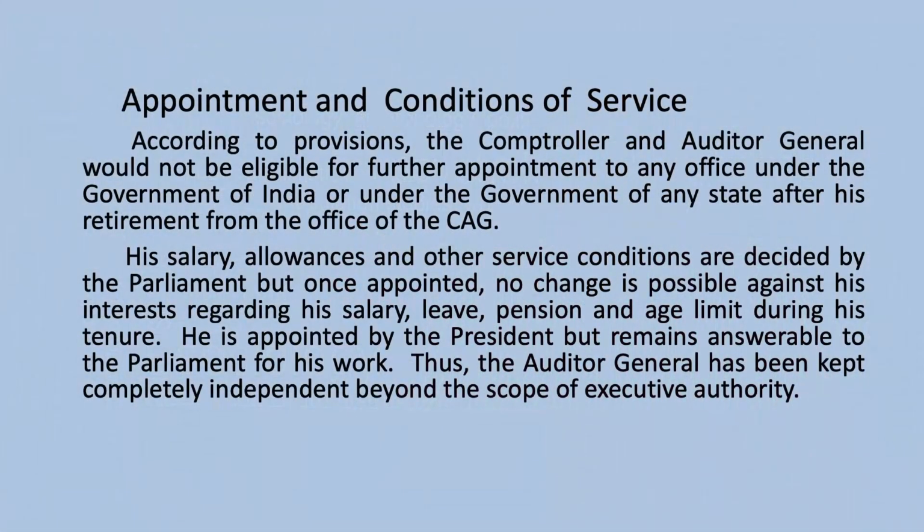According to provisions, the Comptroller and Auditor General would not be eligible for further appointment to any office under the Government of India or under the government of any state after his retirement from the office of the CAG. His salary, allowances and other service conditions are decided by the Parliament, but once appointed, no change is possible against his interest regarding his salary, leave, pension and age limit during his tenure. He is appointed by the President, but remains answerable to the Parliament for his work. Thus, the Auditor General has been kept completely independent beyond the scope of executive authority.